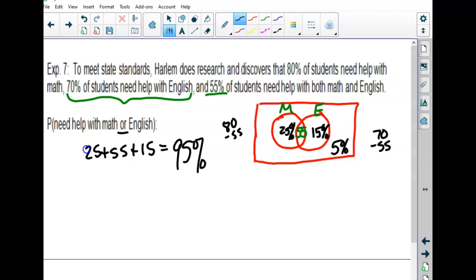All right, is there more questions about this problem? Or is that the only probability it's asked? Just that, right? Okay.